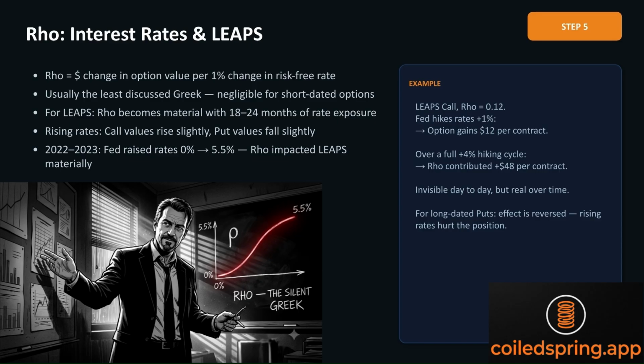Now let's look at why this actually mattered in the real world, because 2022 and 2023 gave us a live case study that most options traders didn't fully account for. At the start of 2022, the Federal Reserve's benchmark rate was effectively 0. By mid-2023, after one of the most aggressive hiking cycles in decades, it had reached 5.5%. A 5.5 percentage point move in less than 2 years. If you were holding leaps calls during that period, 18 to 24 months out, Rho was silently working in your favor the entire time.